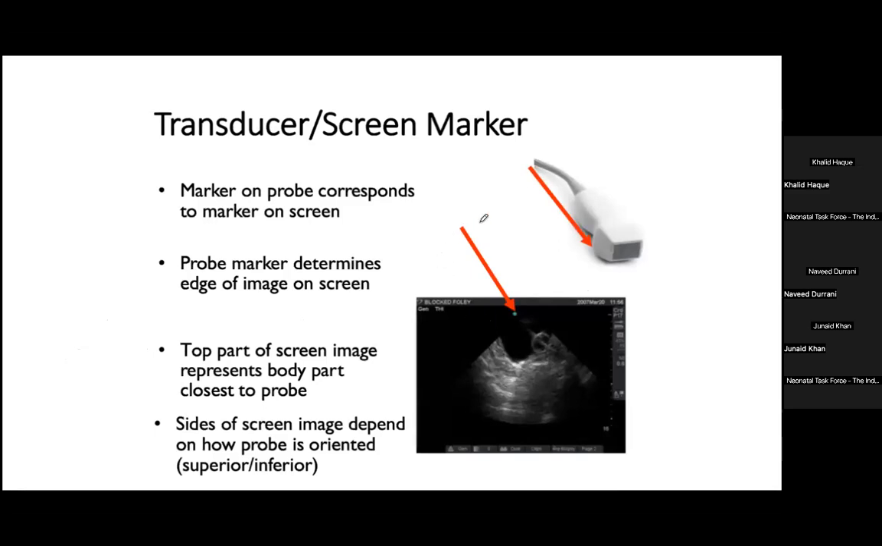And on the probe, if you see, there is a tubercle or a ridge on one side, and this corresponds to the edge of the image, and wherever it is, it will correspond to the right or the left side. The top part of the image is usually close to the probe, and the rest is as far as we go further down.